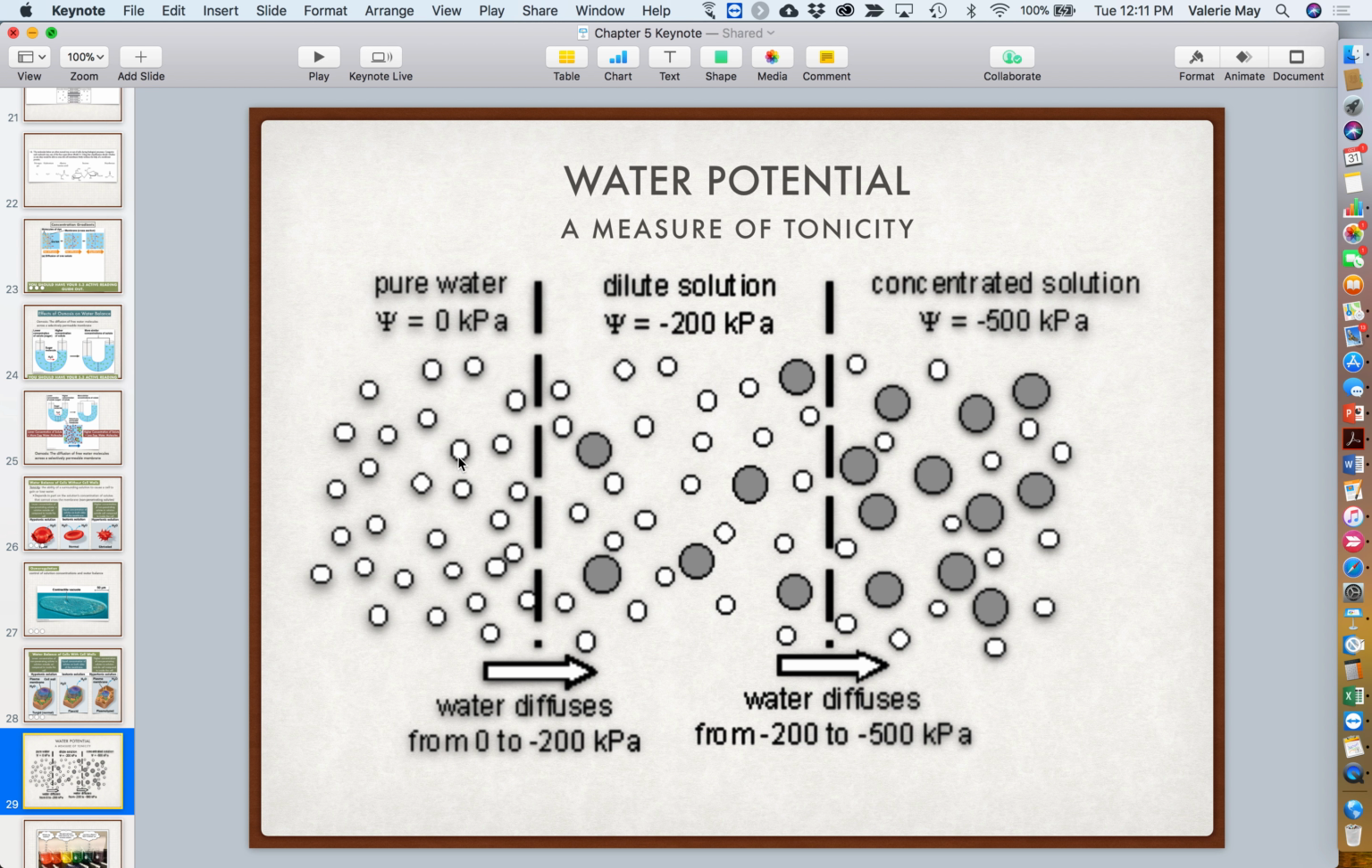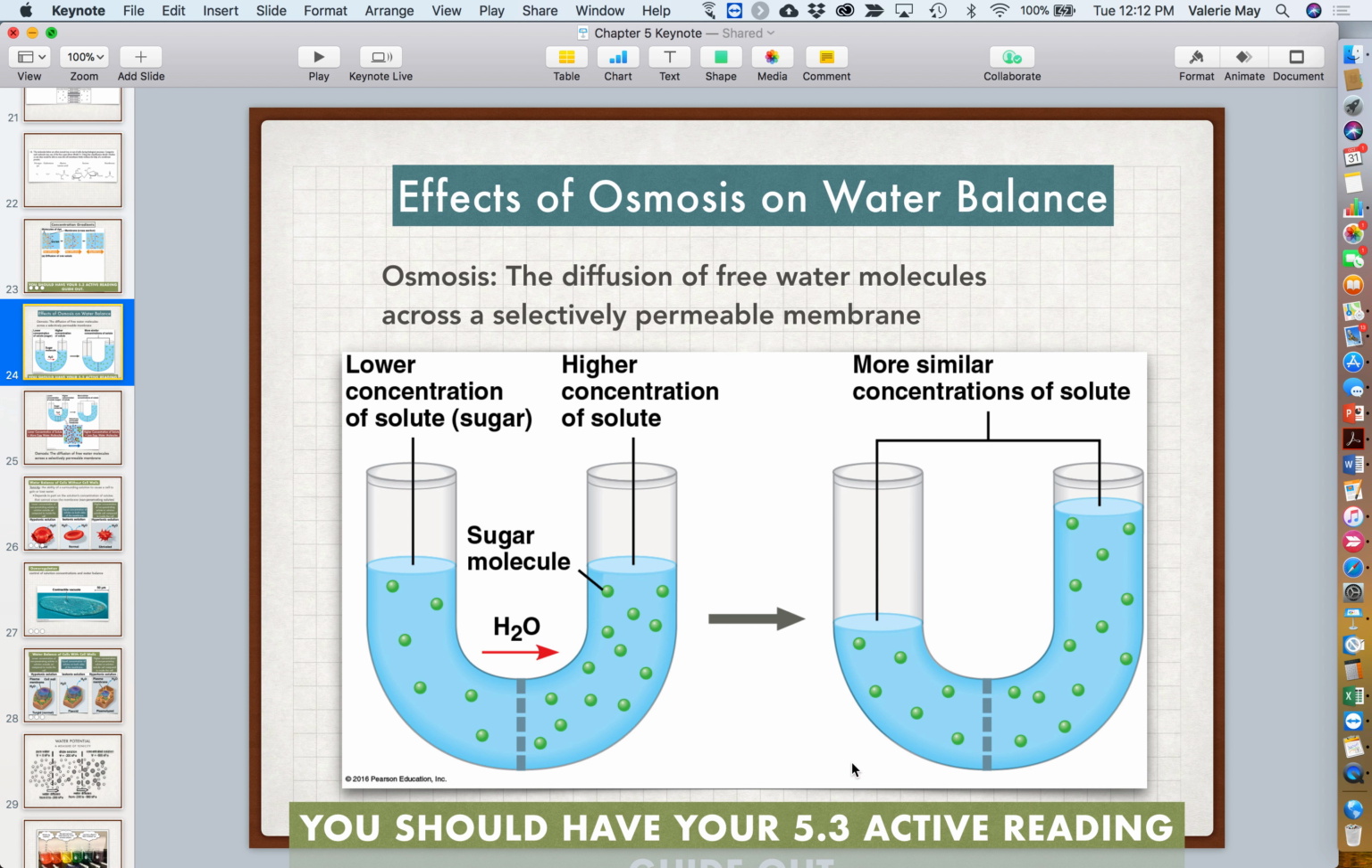So water always goes, so this would be the most hypotonic. This would be the most hypertonic. But then if you compared this to this, this would be a hypotonic. If you compared this to this would be a hypertonic. It's a comparative term. Solute concentration on this compared to this. And you can see water always diffuses from the higher, 0 is higher than negative 200. Negative 200 is higher than negative 500. So it's all talking about why does this occur?